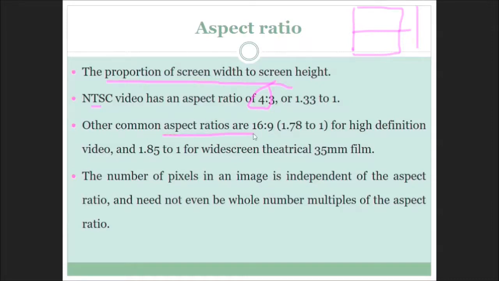Other common aspect ratios are 16:9. Now we have displays which are not perfect square. They are rectangular in shape, like you see in a movie hall, for high definition video. And this is 1.85 for widescreen, theatrical 35 mm film. The number of pixels in an image is independent of the aspect ratio. This is very important. The pixel count has no dependency on the aspect ratio and need not even be a whole number multiplier of the aspect ratio. Fine.